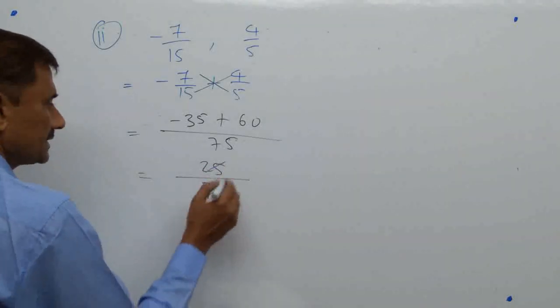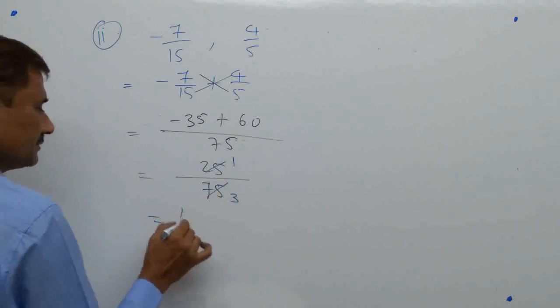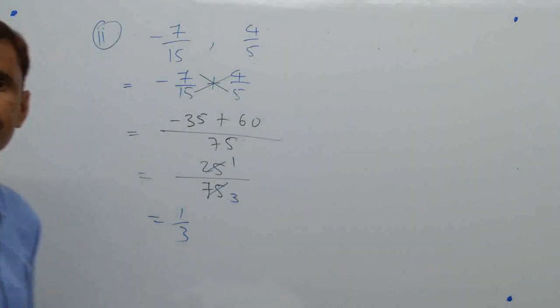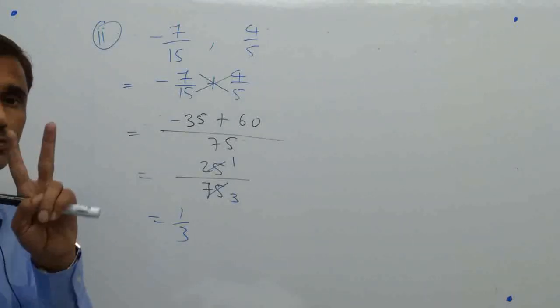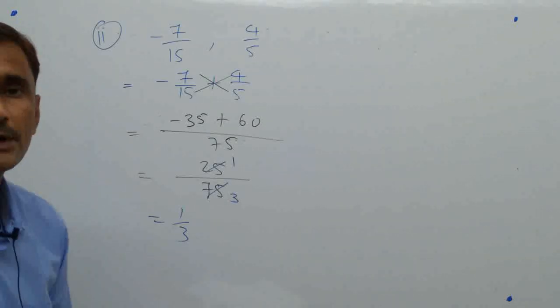Now you can cancel them out. 25 ones are 25, 25 threes are 75, so 1 by 3. So that way also you can do it. But whenever more than two terms are there, you have to take the LCM.